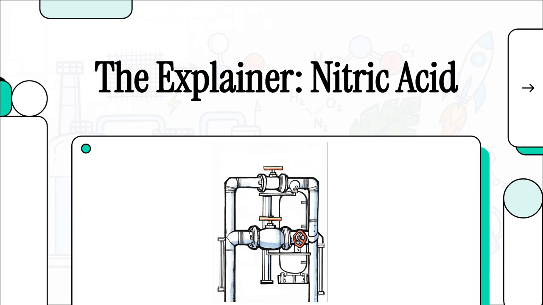There's this one chemical that shows up in everything from the fertilizer in our fields to the fuel in our rockets. It's a real cornerstone of modern industry. Today, we're going to break down the surprisingly clever process used to create it, the making of nitric acid.